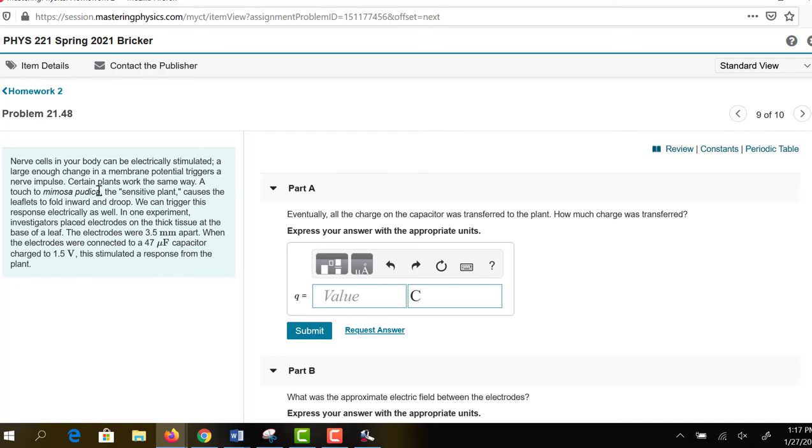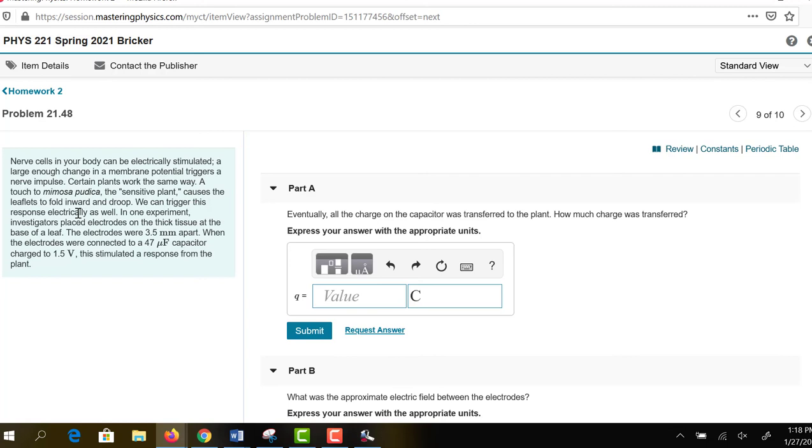Nerve cells in the body can be electrically stimulated. A large enough change in the membrane potential, so the voltage in other words, triggers a nerve impulse. Certain plants work this way, so-called sensitive plant. So a touch to a sensitive plant causes the leaflets to fold inward and droop. We can trigger this response electrically as well. You kind of like hooking the plant up to an electrode. You provide the voltage and you can get the plant to twitch.